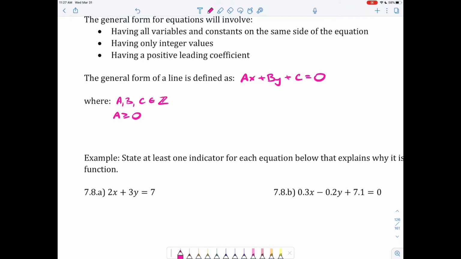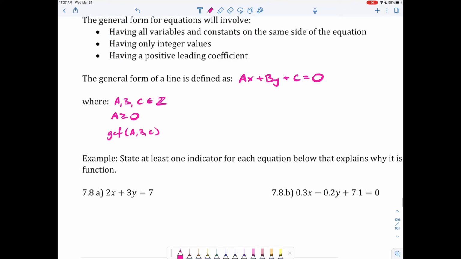And the greatest common factor of a, b, and c is just 1. So they don't share any common factors. They won't all be multiples of 2, or they won't all be multiples of 3, and so on. And if they were, we could divide both sides by that greatest common factor to help reduce it.